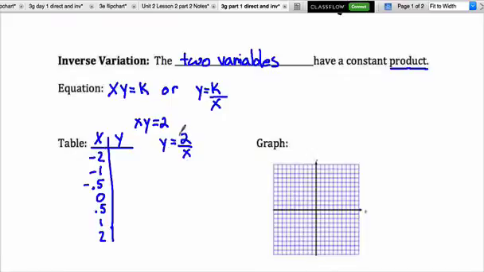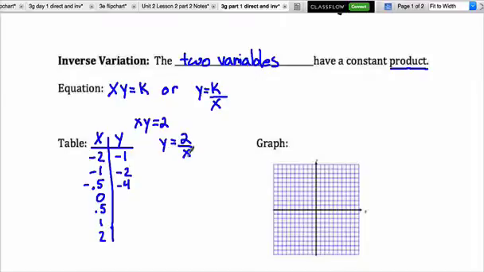All right, so 2 divided by -2 is -1. 2 divided by -1 is -2. Then 2 divided by -0.5 is going to give us -4. And then 2 divided by 0. Well, 2 divided by 0, which you may or may not know, you can never divide by 0.